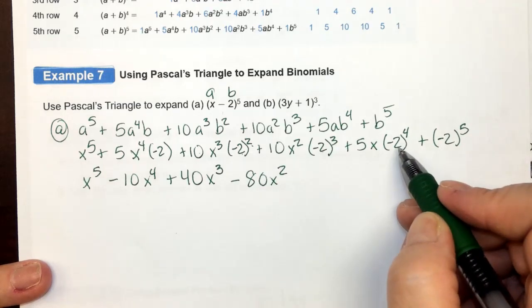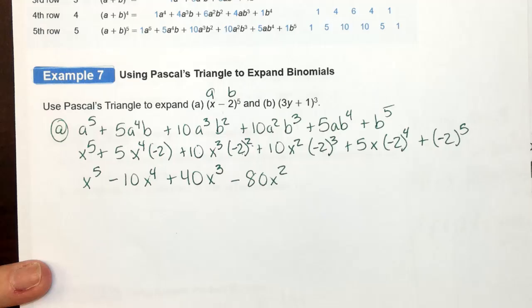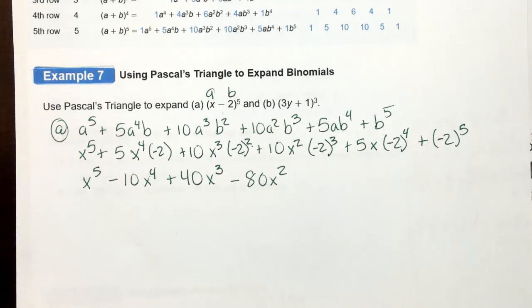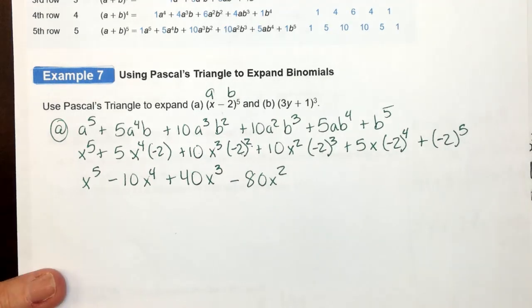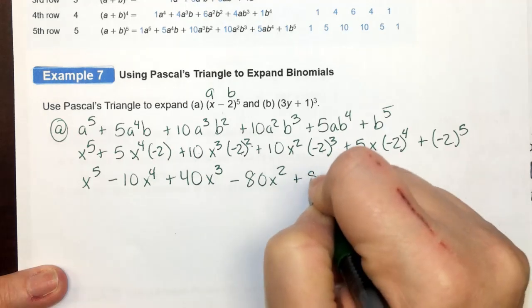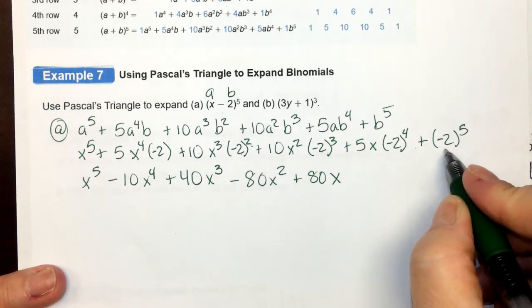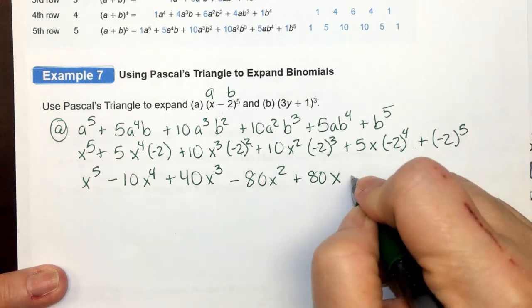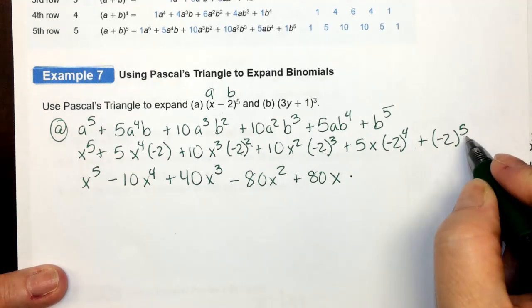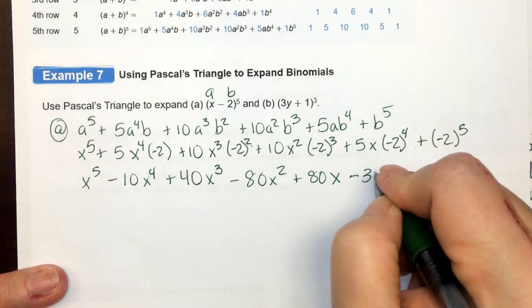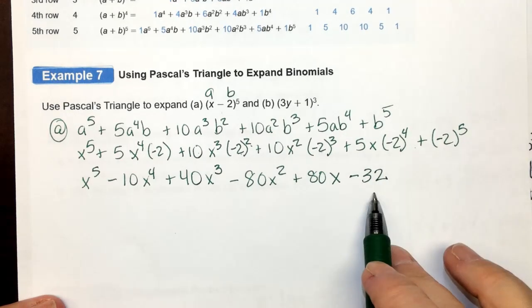Negative 2 to the 4th would give me positive 16. 16 times 5, I've got to do the math in my head. All right, so 16 times 5 gives me 80 again, so I got positive 80 x this time. And then negative 2 to the 5th power, my apologies, gives me negative 32. So this is your answer.